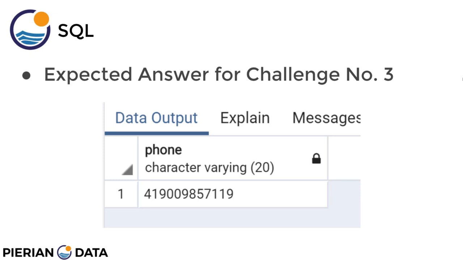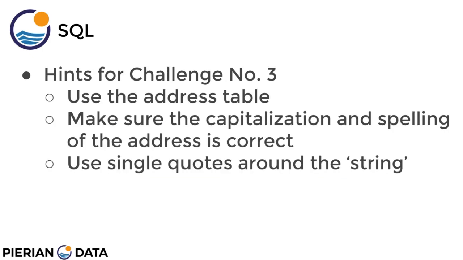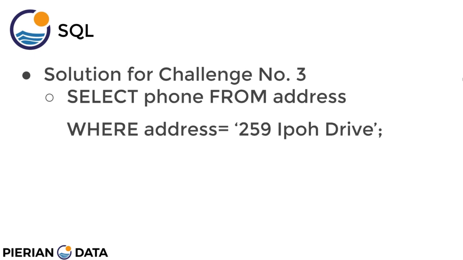Here come some hints in case you need them. So you should be using the address table. Make sure the capitalization and spelling of the address is correct, and use single quotes around the string. And finally, here's the solution. The solution is simply select phone from address where address is equal to 259 Ipo Drive.